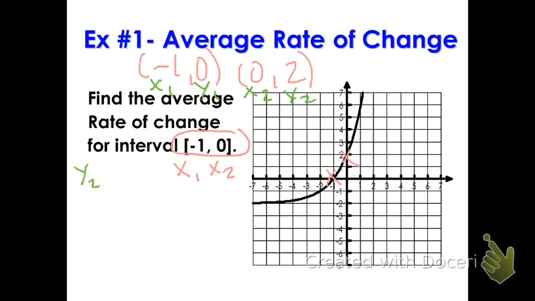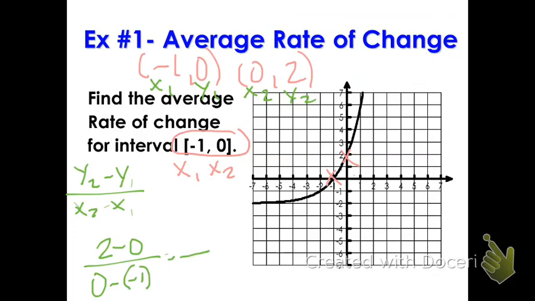So y2 minus y1 all over x2 minus x1. Okay, so y2 is 2, y1 is 0. x2 is 0 minus, and this is a -1, so I'll put this in parentheses. We know 2 minus 0 gives me 2. 1 plus, because that turns from a negative to a positive, that's going to give me 1. And then 2 divided by 1 gives me 2. So the rate of change for the answer is 2.